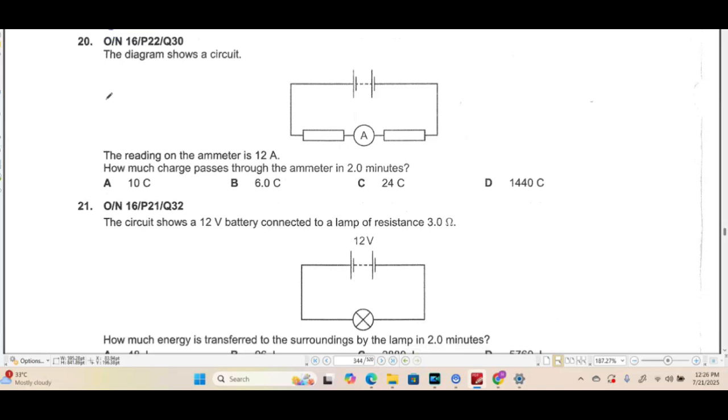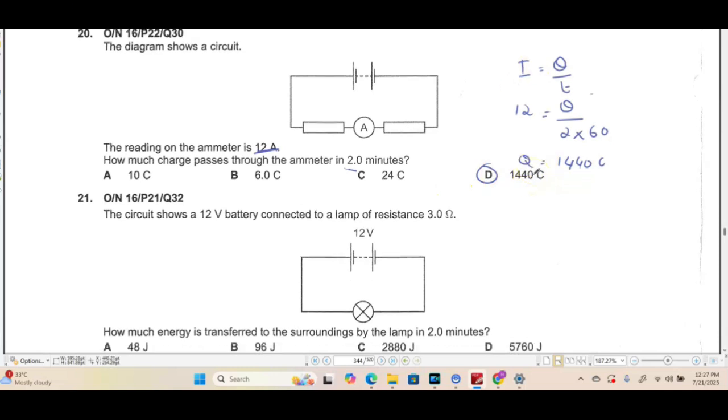Question number 20. The diagram shows a circuit. The reading on the ammeter is 12 amperes. How much charge passes through the ammeter in 2 minutes? So I is equal to Q over T. I is 12, Q we have to find, and the time is 2 minutes, so we have to convert it into seconds. So this is going to give us 1440 coulombs as our charge. So D is our correct option.